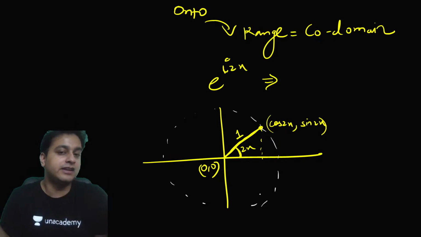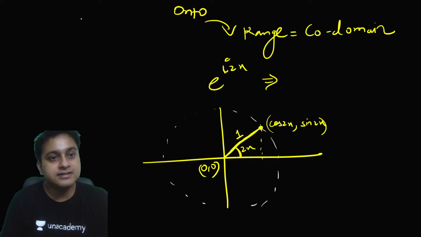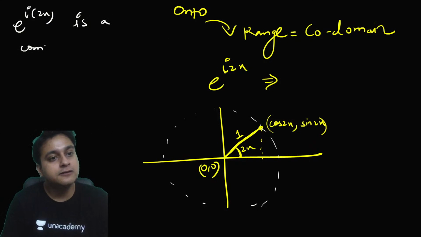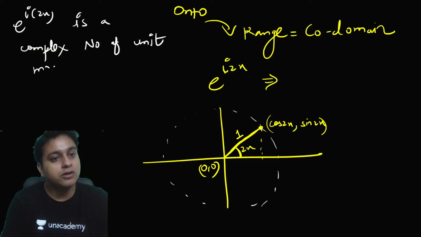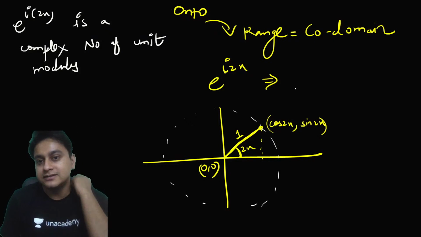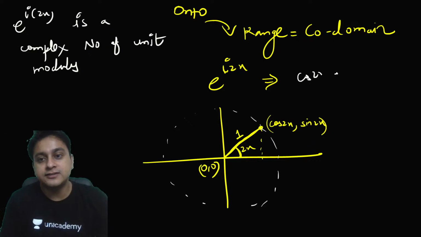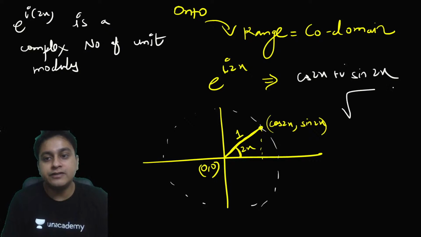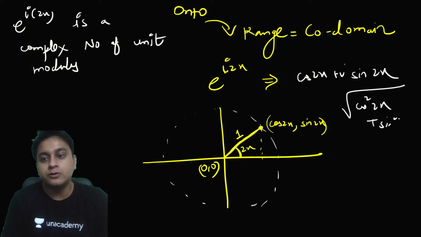It is not covering everything, is it? No. It is e power i 2x, a complex number of unit modulus, isn't it? Do you know how to calculate modulus at least? This is nothing but cos 2x plus i sine 2x. How do you calculate the modulus? Everyone should know that it is x square plus y square, right? So that will be cos square 2x plus sine square 2x.